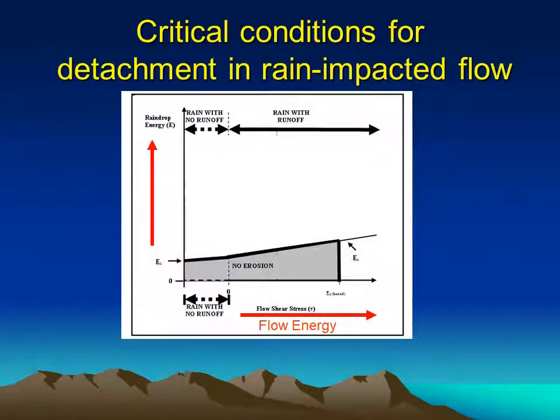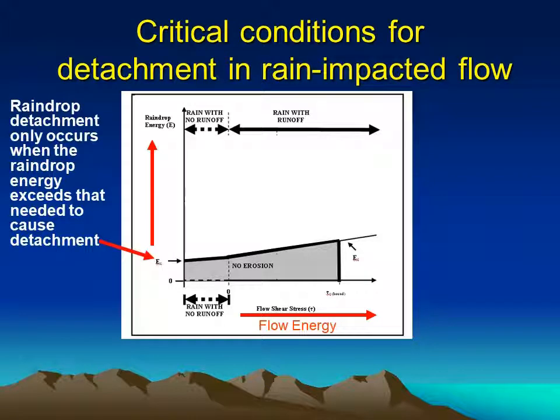This is a critical condition diagram. Basically, we have raindrop energy on the vertical axis and flow energy on the horizontal axis. In this case, we're using a thing called flow shear stress as a measure of that energy. Now basically this is about showing you that these drivers need to have specific energy values before they can cause detachment.